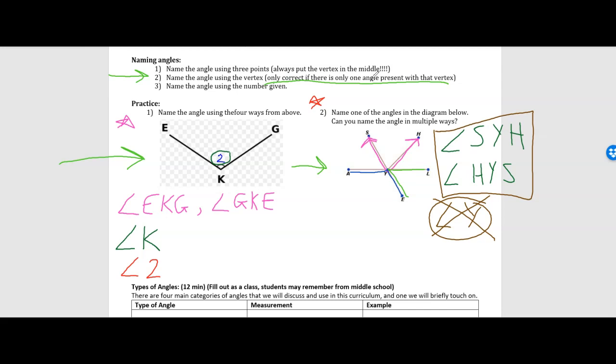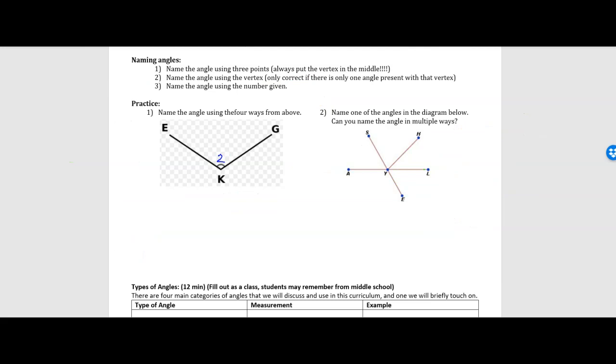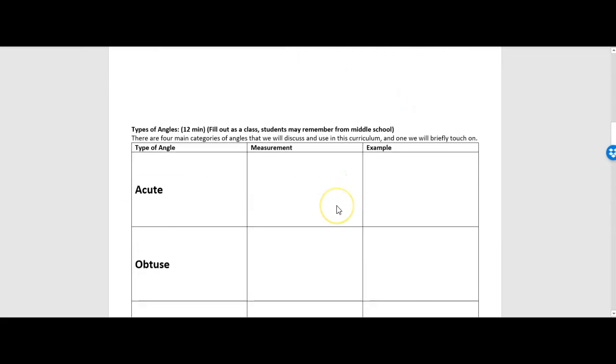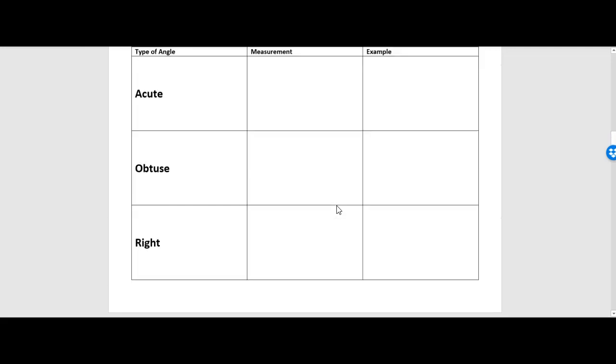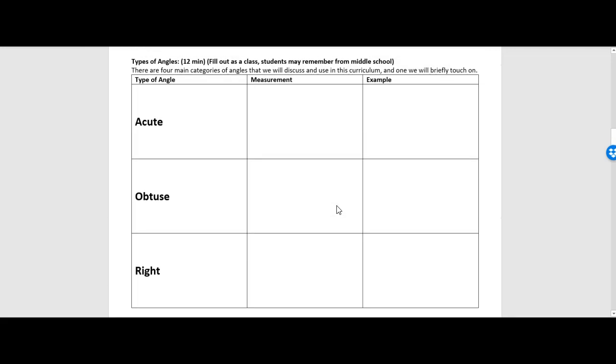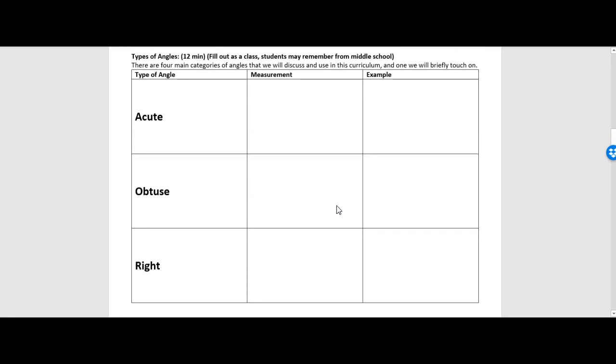You'll get some more practice with that either in this video or the part 2 to this lesson. We're now going to talk about some of the different categories of angles. So I think I said there's 4 main categories. I'm actually going to give you 5. And these are the ones that you're going to need to place angles into based on what their measurements are.